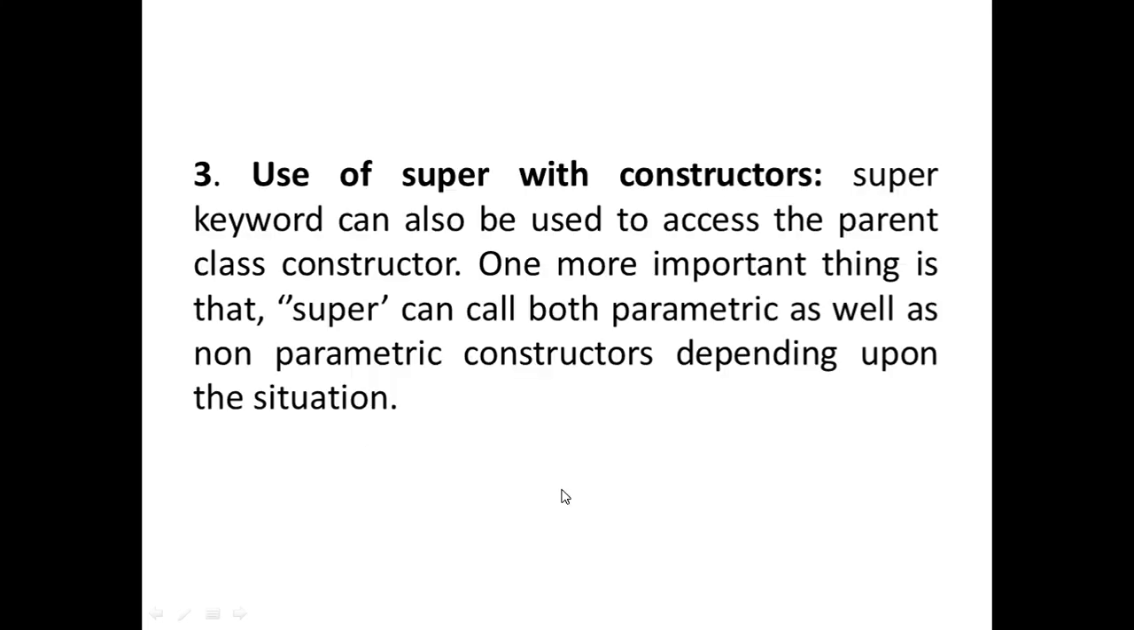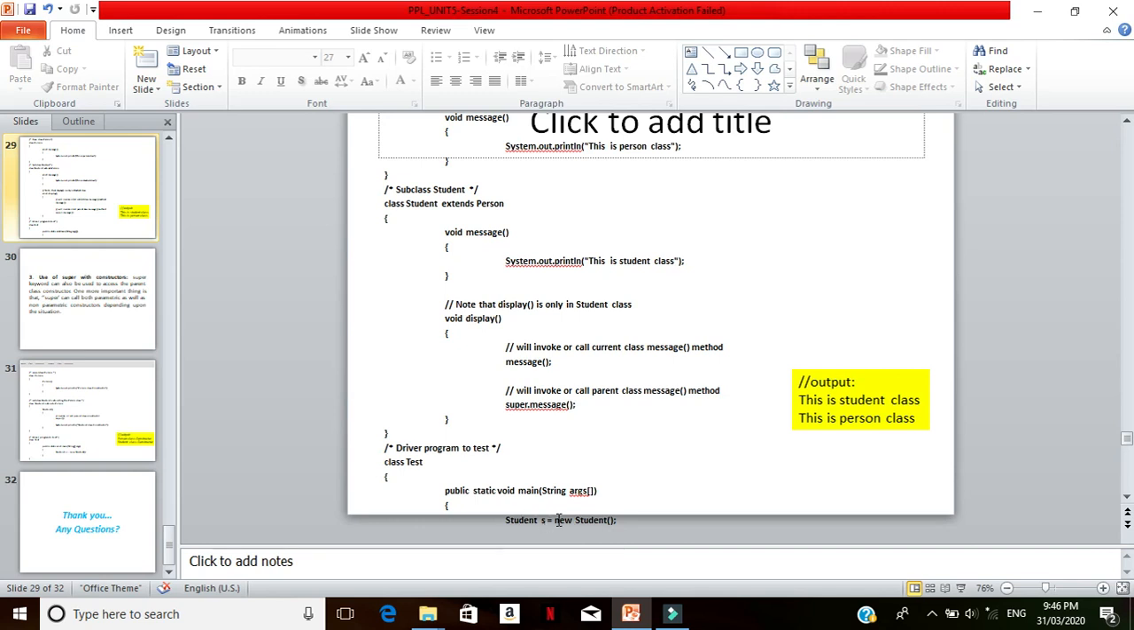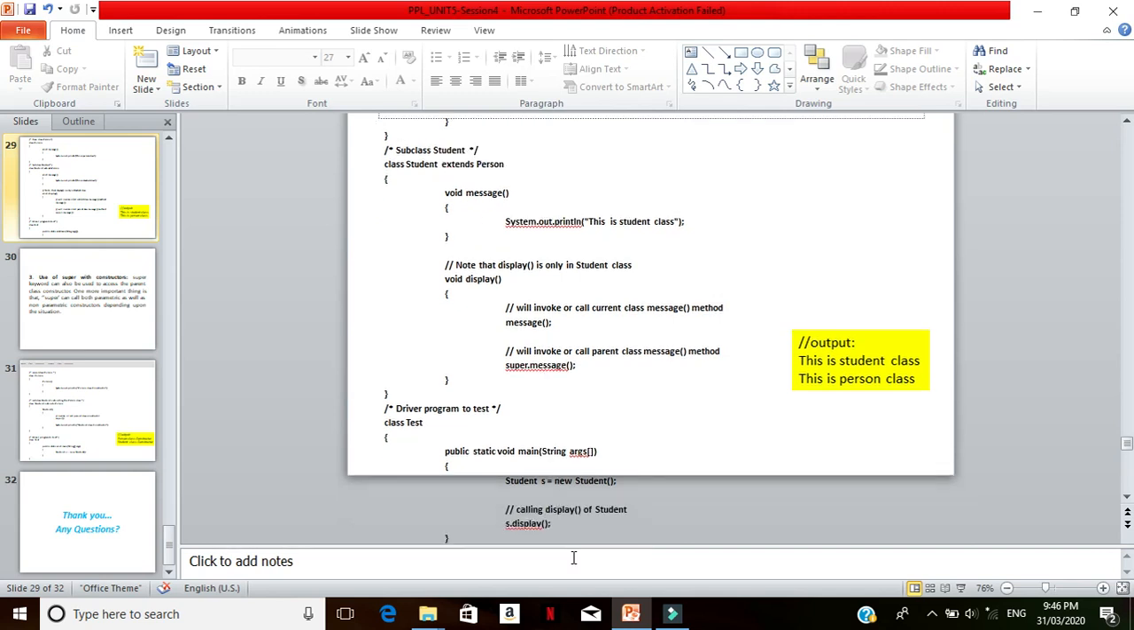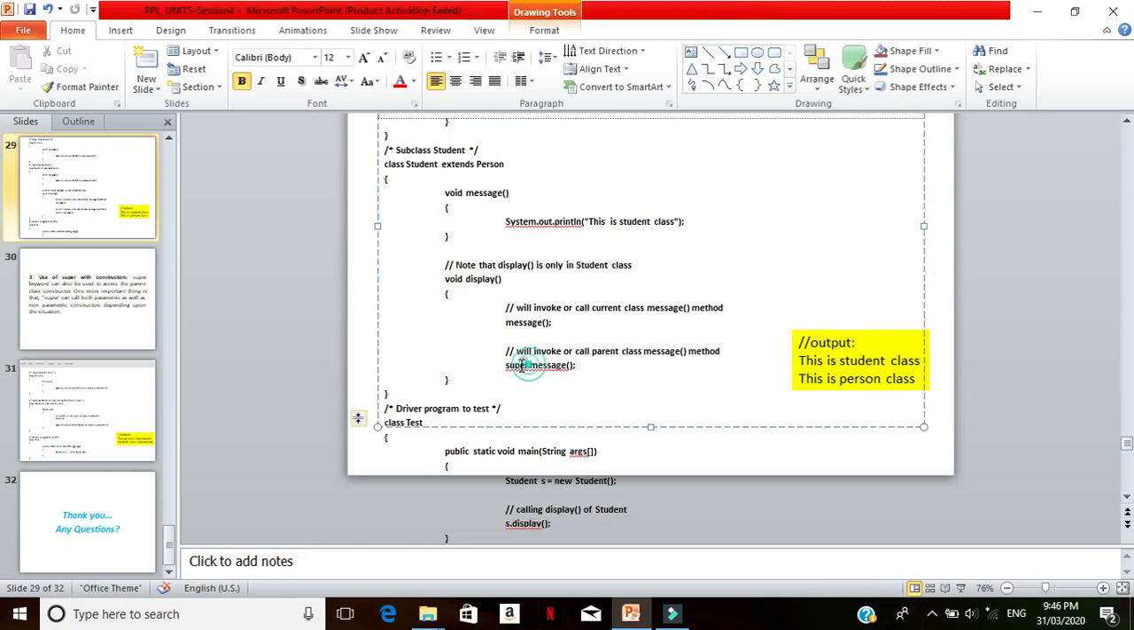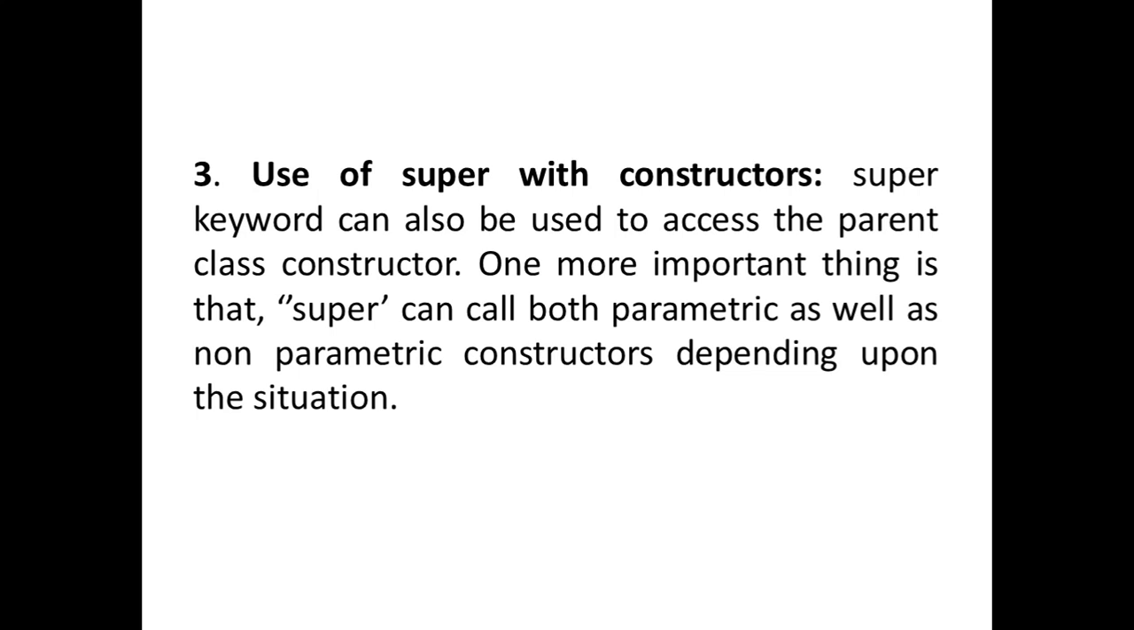In class test, I create an object, Student s = new Student, and call s.display. In this display function, due to the super keyword, it calls the base class method. इतना ध्यान में रखो कि अगर हम सुपर डॉट वेरिएबल का नाम लिख रहे हैं तो वो वेरिएबल सुपर क्लास का मतलब पेरेंट क्लास का ही होता है, और अगर हम मेथड के आगे लिखें, जैसे सुपर डॉट मैसेज, तो वो मेथड पेरेंट क्लास की कॉल होती है.